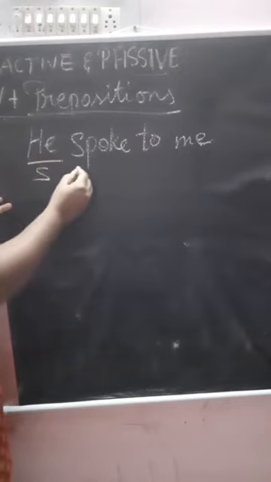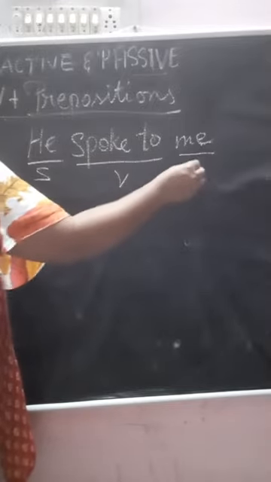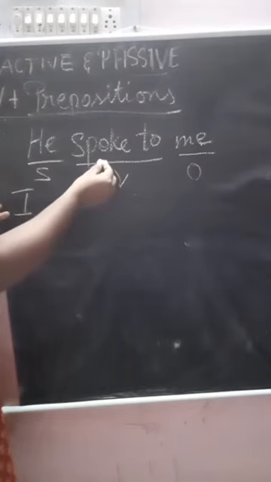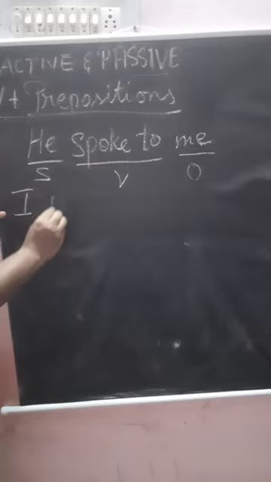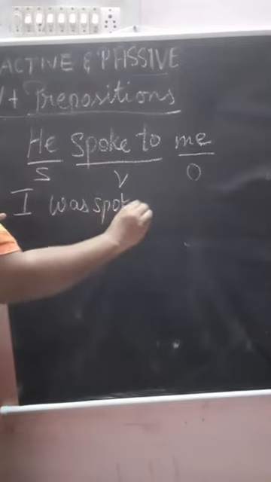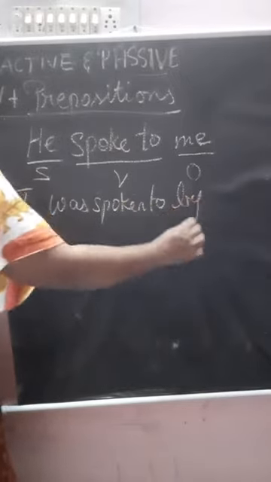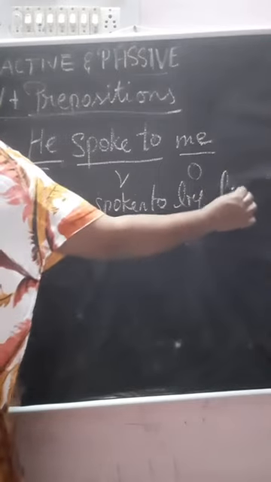Another example, a very short, simple sentence. Subject, verb, speak to. Me is the object. So me comes to the front. I. Spoke is past tense. I was spoken to. Then introduce the agent by. He is changed into him. I hope these are easy examples for you.